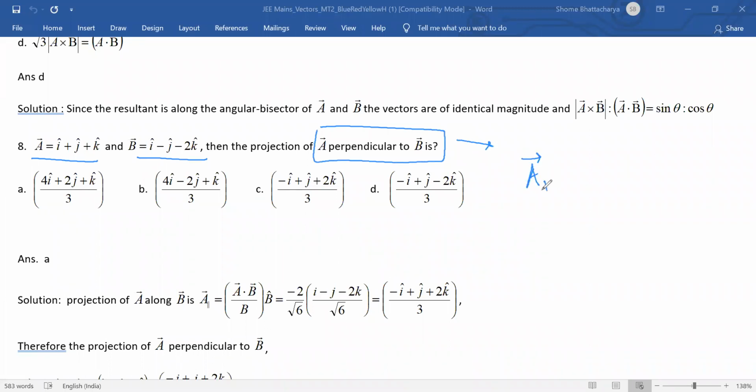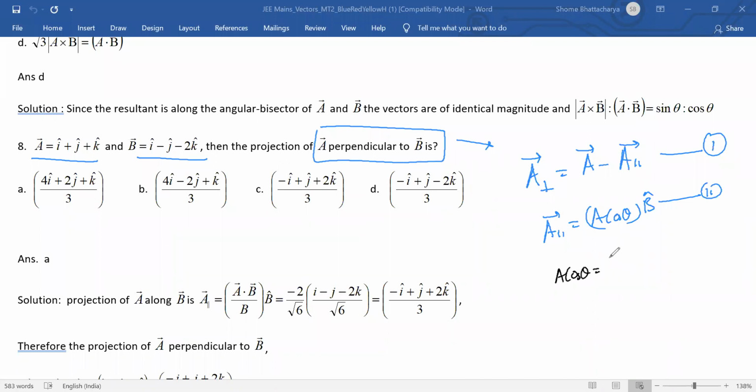A's perpendicular projection is the vector A minus A's parallel projection. Okay, so this is the first thing. And the parallel projection itself is A cos theta into B cap. That's the second thing. Okay. So now what we have to do is substitute the values of A cos theta.